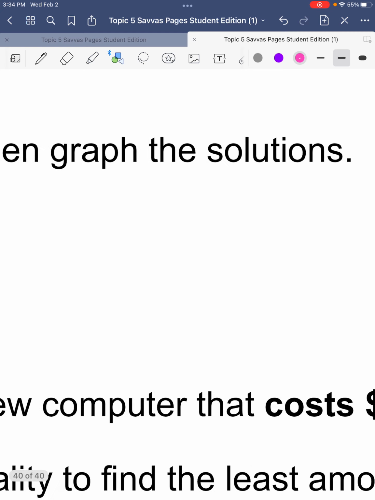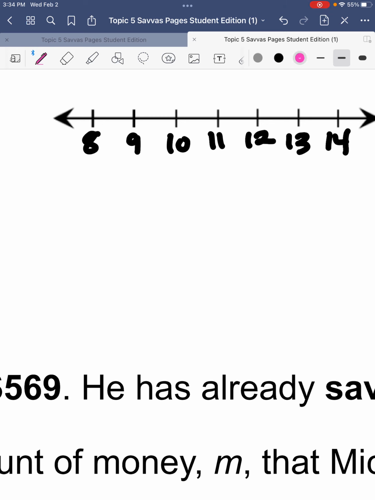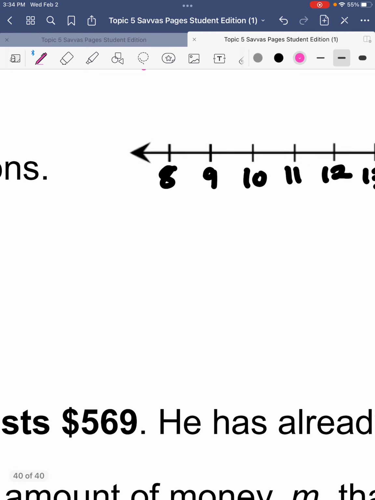So I know on my number line, I want 11 to be kind of in the middle. So I think I'm going to start at 8. So let's start with 8, 9, 10, 11, 12, 13, and 14. So I've got 11 there in the middle. Now remember, our solution had been x is less than 11, right? So what kind of circle do I want when I have a less than symbol? Keep in mind, there's no line underneath that. So I want an open circle. So at 11, I'm going to put an open circle.